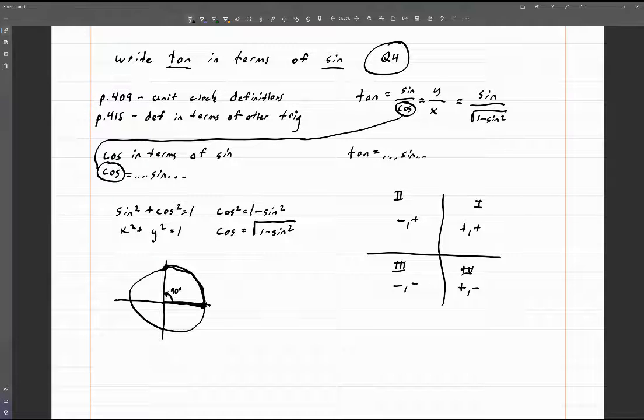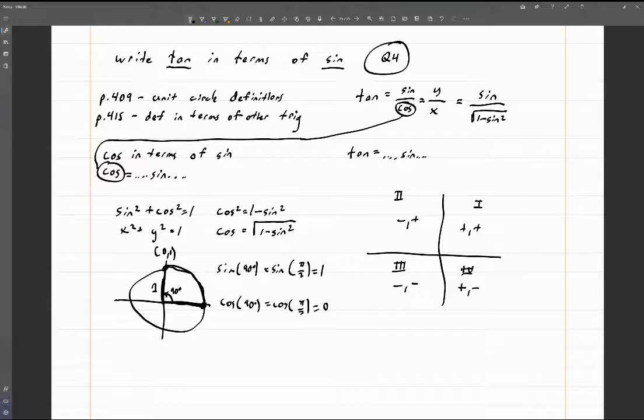But if we want to think in radians, that's pi over 2. So we could say, since this is the unit circle, this radius is by definition 1. So the coordinates of this point are (0, 1). So we could say sine of 90 degrees, or sine of pi over 2, is 1. And likewise, cosine of 90 degrees, or cosine of pi over 2, is 0.